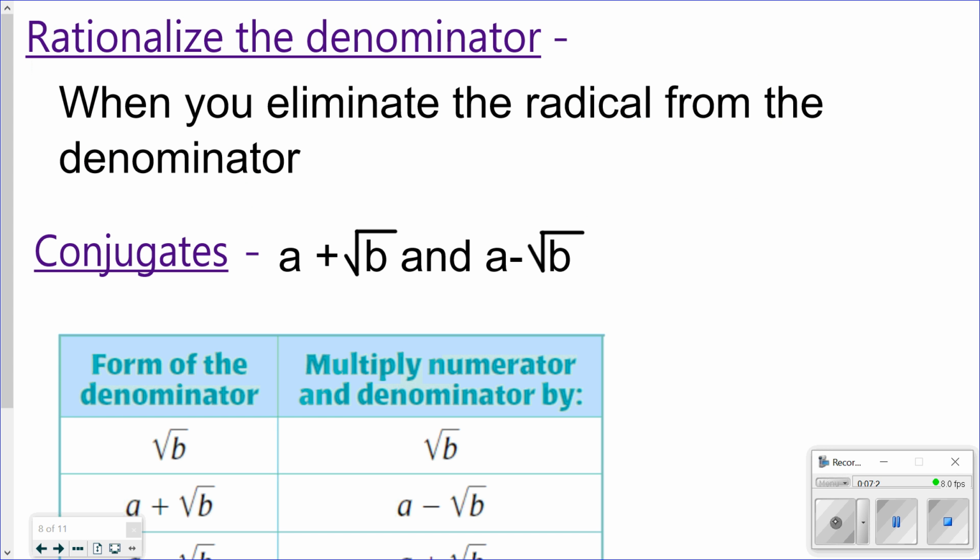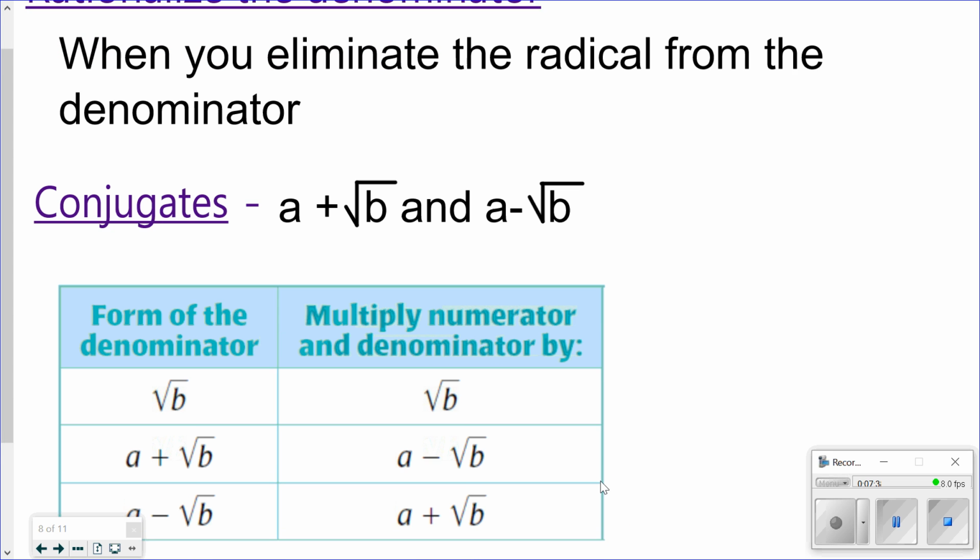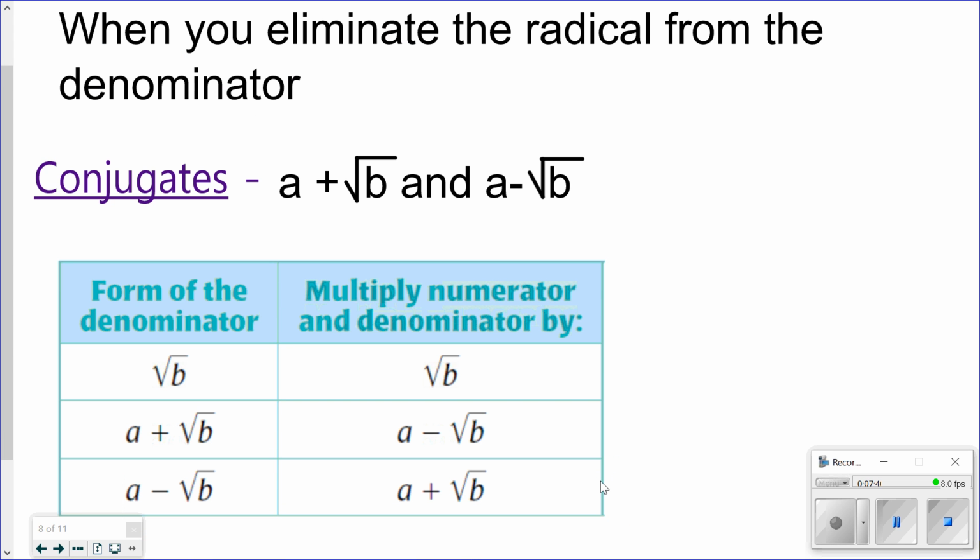Next, we're going to talk about rationalizing the denominator. When you rationalize the denominator, you eliminate the radical from the denominator. In general, you are not allowed to have a radical in the denominator. If you see one, you need to simplify it somehow. And the way you're going to do that is by using the conjugate. So the conjugate is just the opposite.